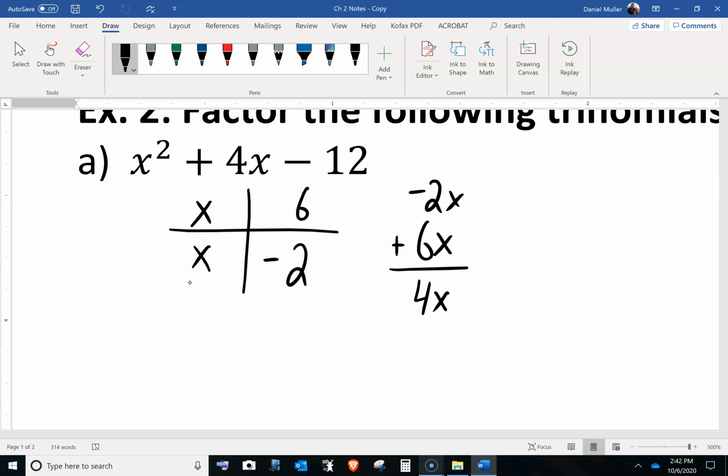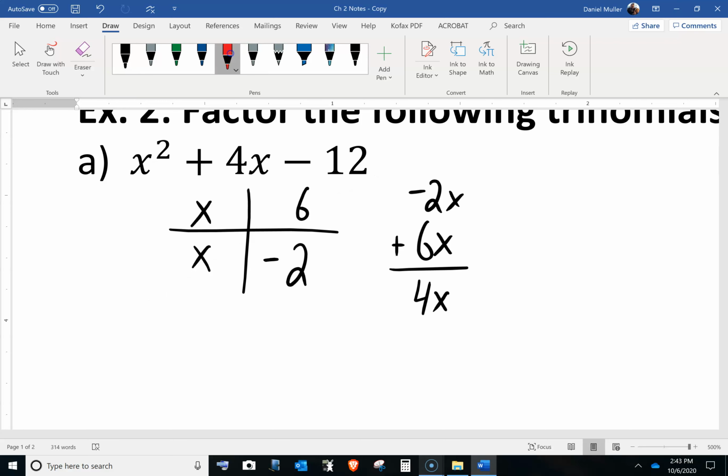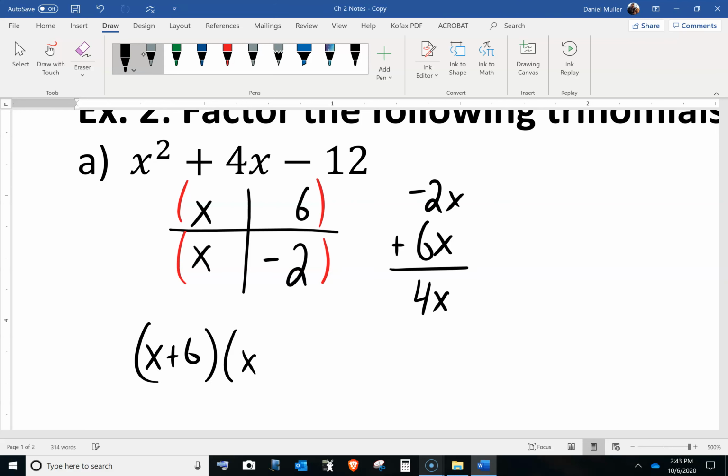Again, you can think about the numbers if you wanted to. Just do that. Negative 2, there's a 1 here, so negative 2. Multiply the numbers here. 6 times the 1 is 6, and if you add them together, you get a 4, which is my middle term. So you don't have to include the x's there. So this works. I get my 4x, so I have an x plus a 6, and I have an x minus a 2.